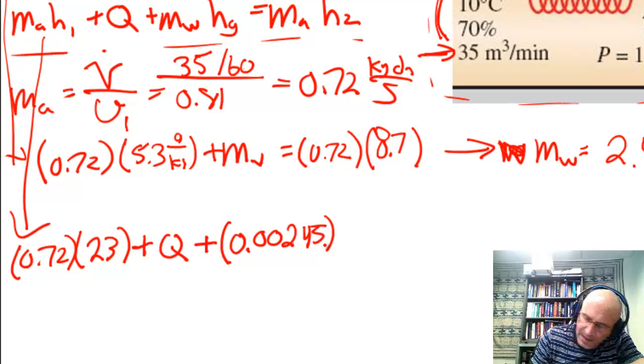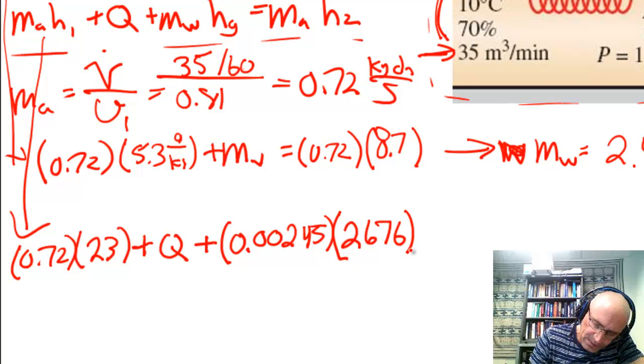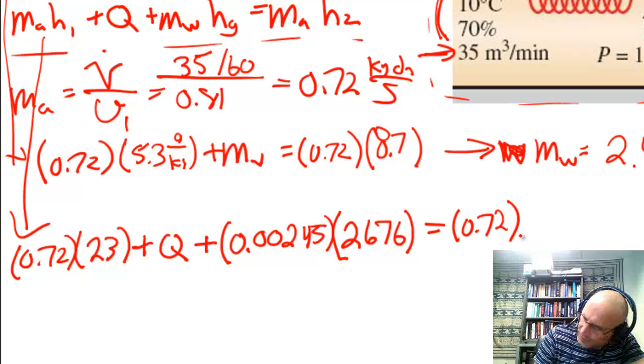0.0245. And then I need my enthalpy. I'm told it's saturated vapor at 100 degrees. That's my h_g value at 100 degrees. I'll look that up off the table, and that's 2676. That comes off the steam tables. And that right there is equal to what's going out, which is 0.72 mass flow rate of air. And now I've got my outlet enthalpy.